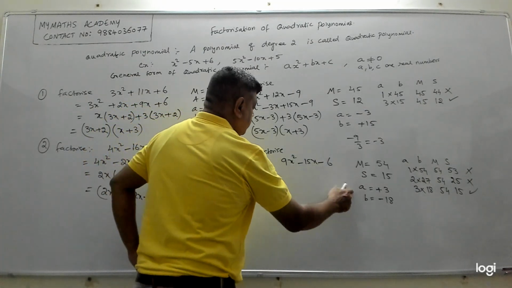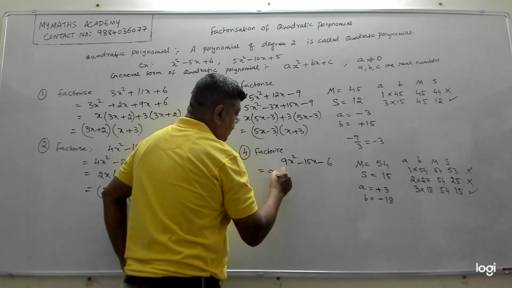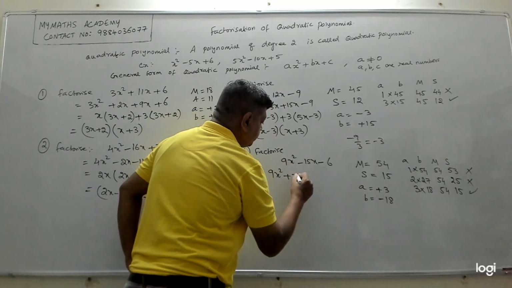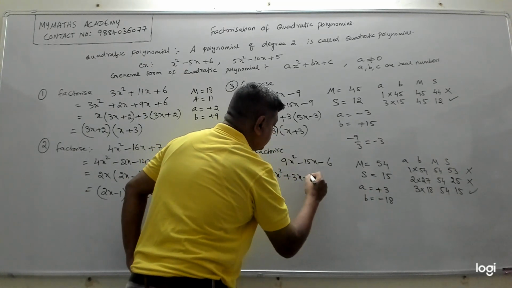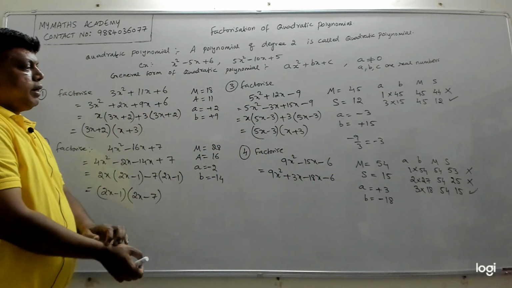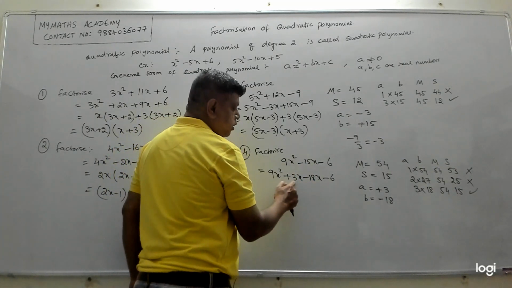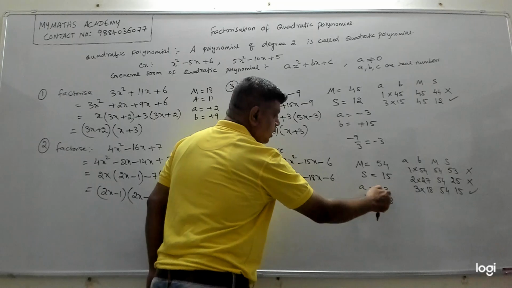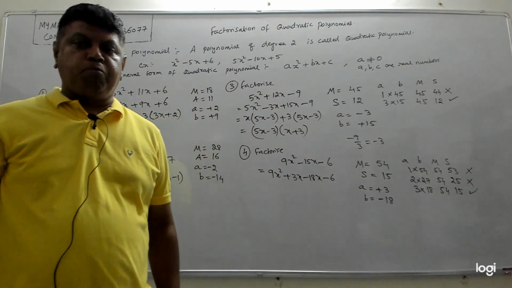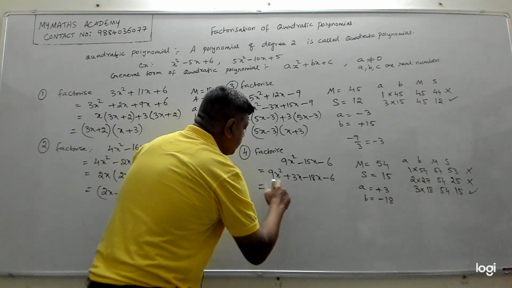So our problem becomes this: 9x square I will write as it is. Then plus 3x, then minus 18x, then minus 6. So only this minus 15x I am writing as plus 3x minus 18x. How do I know it should be plus 3x? That comes from here: plus 3 you have to put the x, then minus 18 you have to put x. Clear?